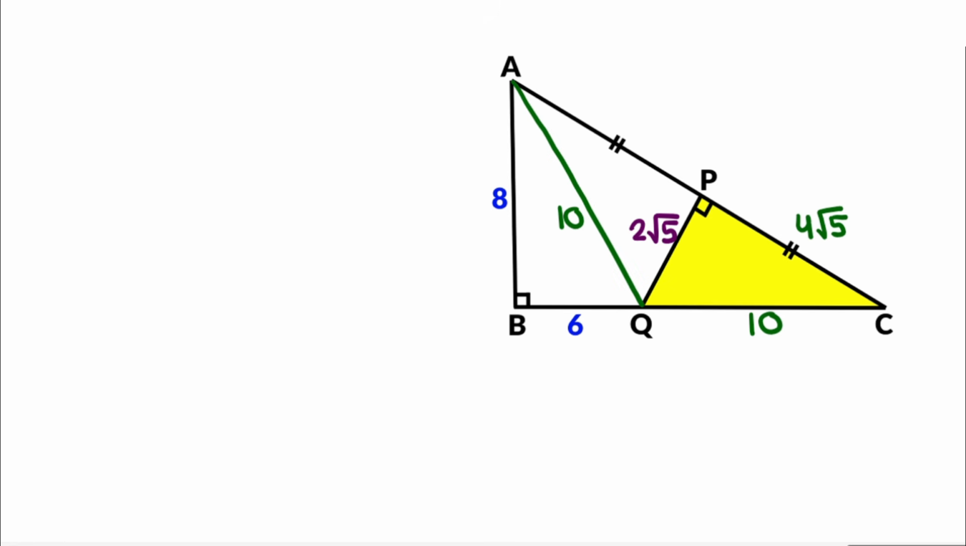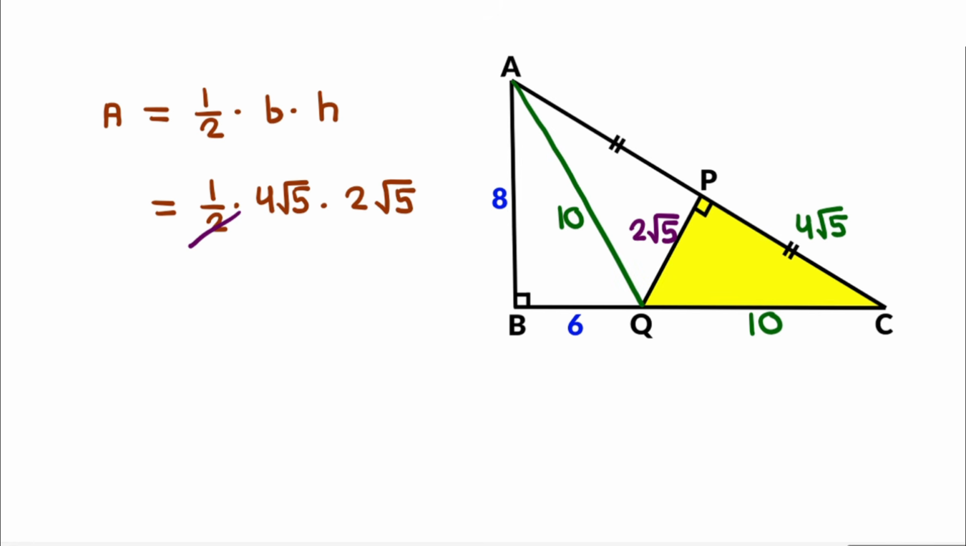Now, for the final step, the area of triangle CQP is 1/2 times base times height. Substitute the values. 1/2 times 4 times the square root of 5 times 2 times the square root of 5. 1/2 times 2 is 1, and the square root of 5 times the square root of 5 is simply 5. So the area becomes 4 times 5, which is 20 square units. And that's our final answer.